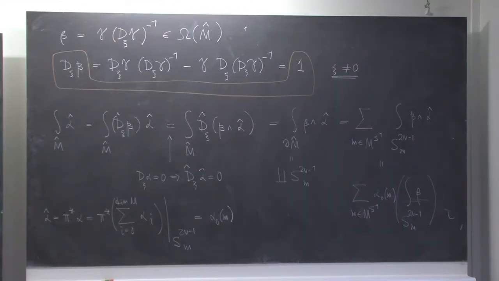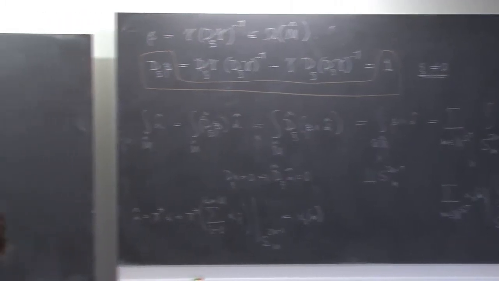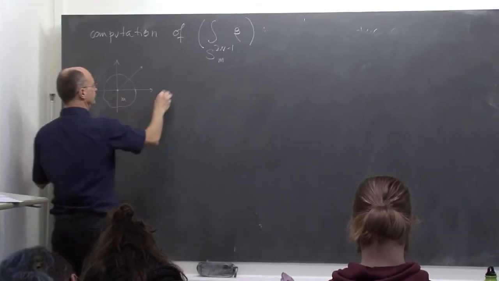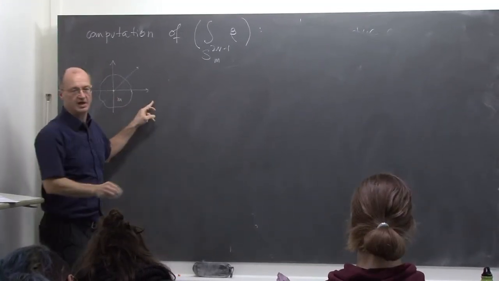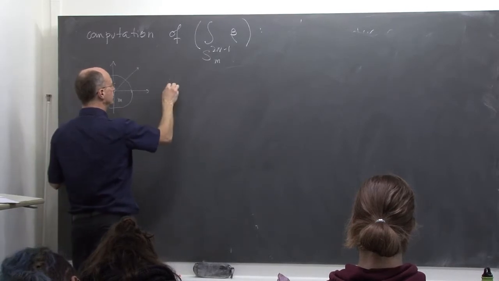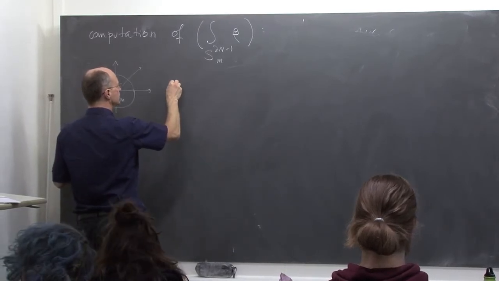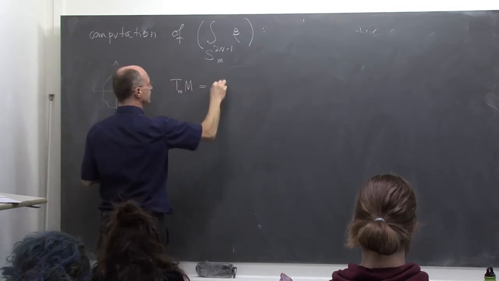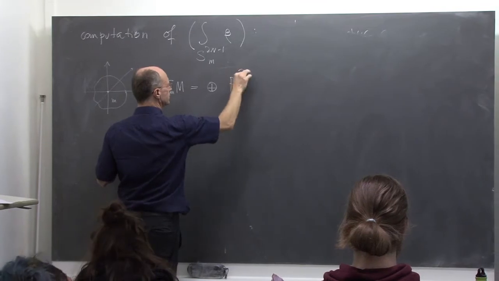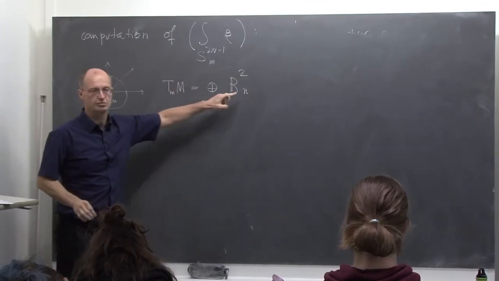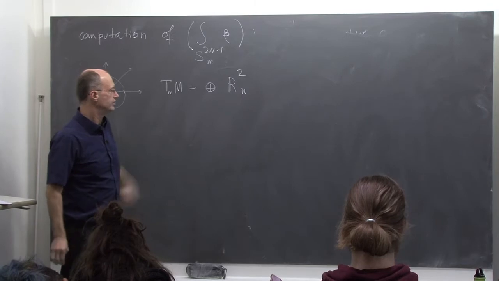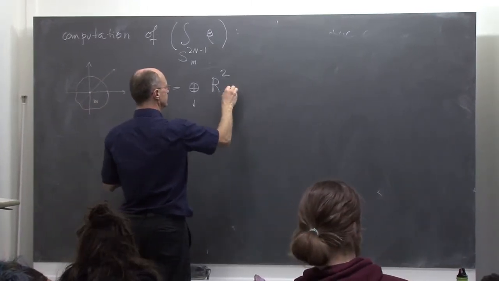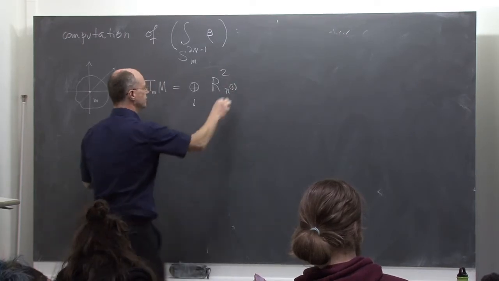On the neighborhood of a fixed point, we can model it on the neighborhood of the origin in the tangent space, T_M M, which splits into the direct sum of S1 representations with given weights. Let's say N_j at the point M.